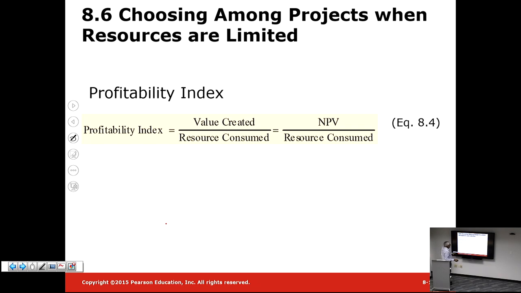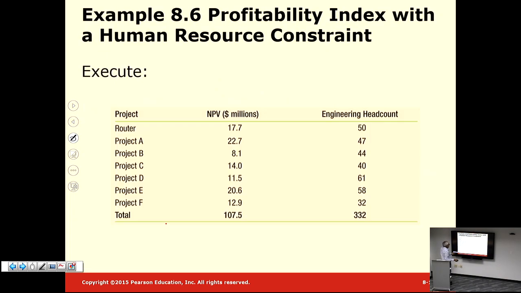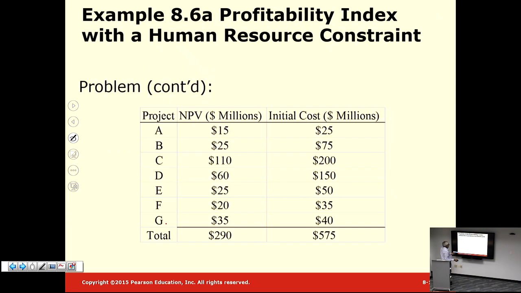What if there were differences in scale? So let me go over an example over here. Let's say I have these 1, 2, 3, 4, 5, 6, 7 projects that I'm evaluating, and I have to select one of them. I find out the net present values of the 7 projects, and I find out that this project has the highest net present value.